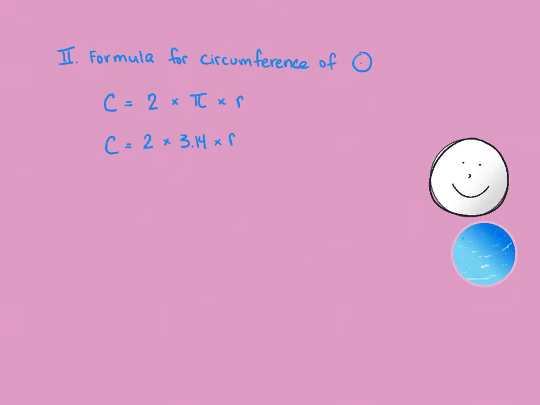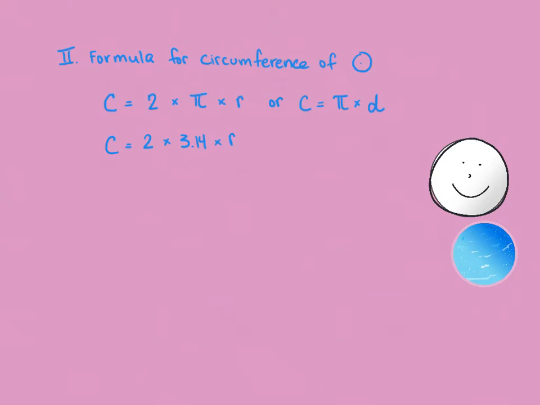And I want to go ahead and state something interesting. Another version of the circumference formula is pi times d, and d is the diameter. Now, why do you think that is? Pause the video and think about it for just a minute.